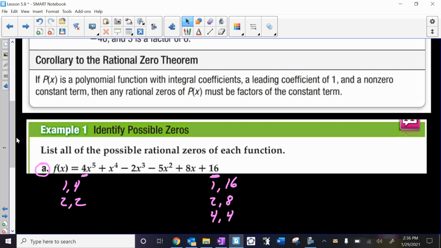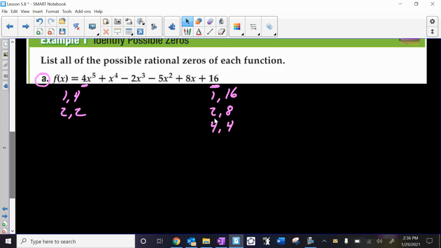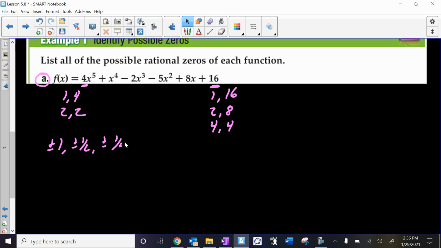What the rational zero theorem says, we need to take all of our constant factors and divide them by our leading coefficient factors. So we're going to take 1 divided by 1, and that will get us positive or negative 1. 1 divided by 2 is a half. And then 1 divided by 4 is plus or minus a fourth. That takes care of the 1. Then we'll move on, we'll go to number 2.